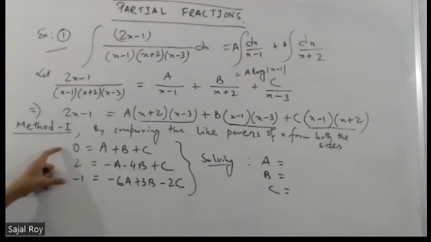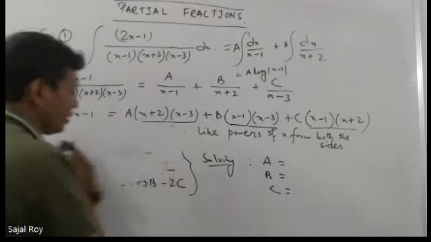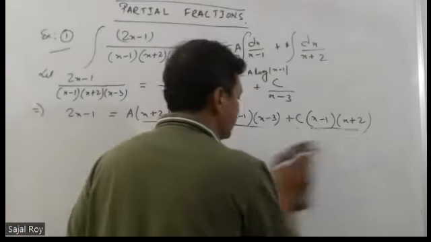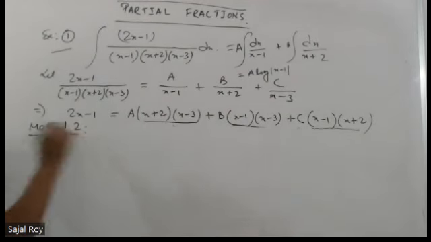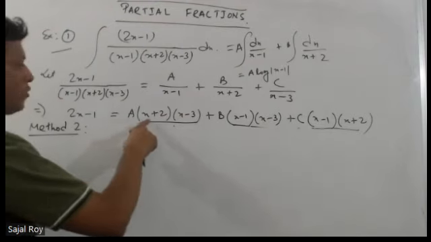Now this is method 1, but method 1 takes much time. The calculation is huge sometimes. So let me give you a very tricky and the easiest method to find the values. That is method 2, by substitution. Actually, you have to substitute here.